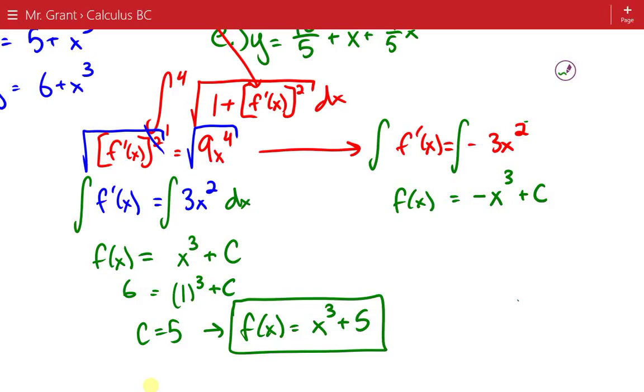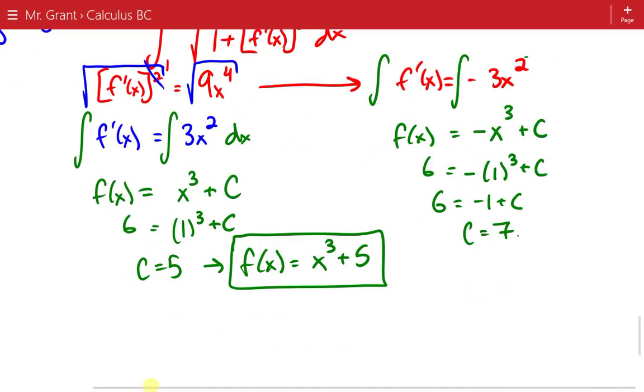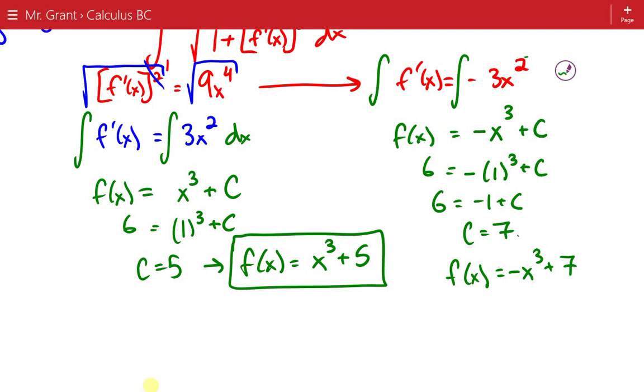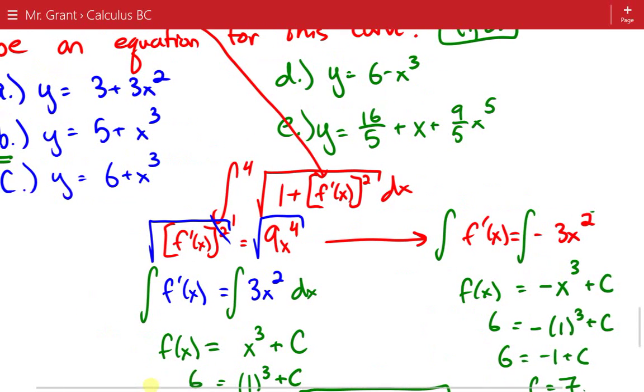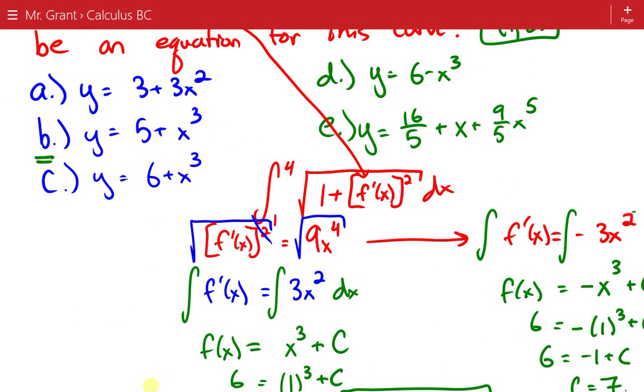Plug in the same point, (1, 6). So we get negative 1 cubed plus c is going to have to give us 6 back out. So we end up with 6 equals negative 1 plus c, which tells us that c is 7. And you substitute back in, and that tells us that f of x has to equal negative x cubed plus 7. And that seems perfectly reasonable. I have a feeling if you checked it, it would work out. Except if you look at A through E, there is no negative x cubed plus 7. This one's pretty close, but they gave you that 6. So the only one that actually works up here is B.